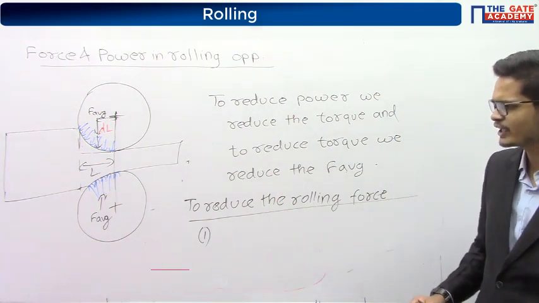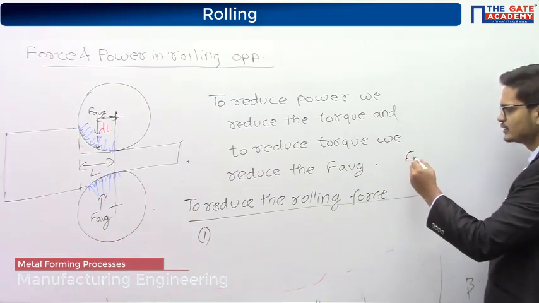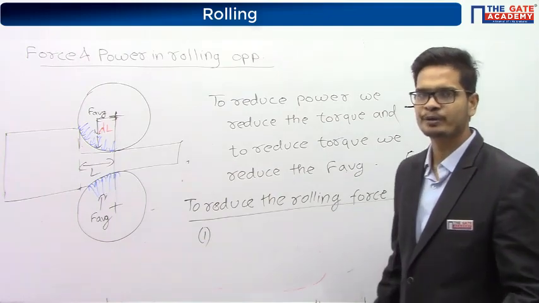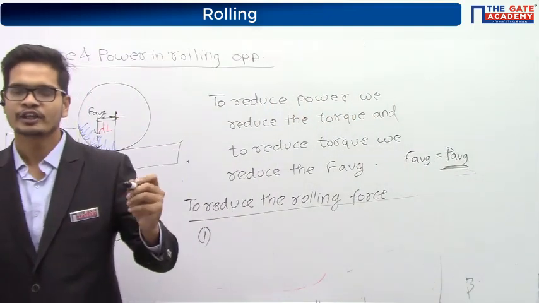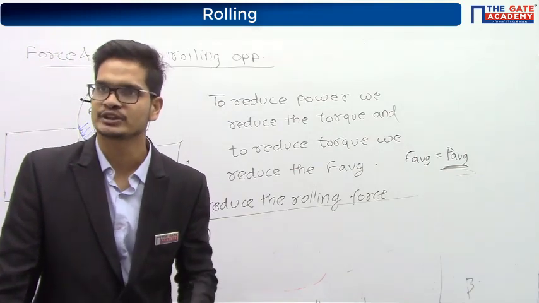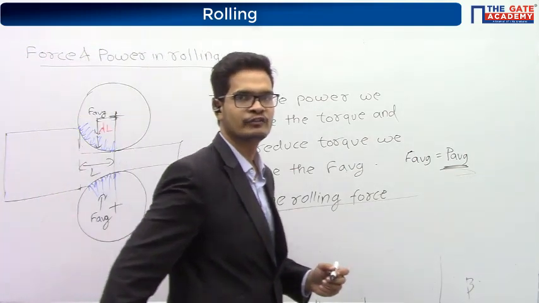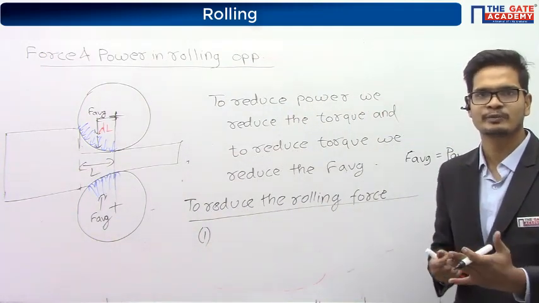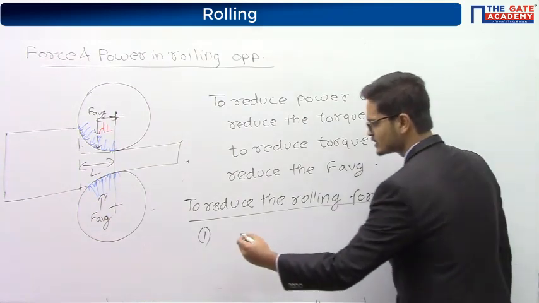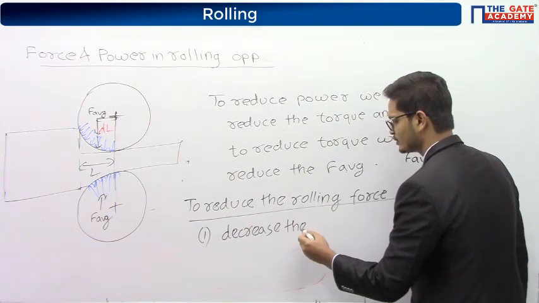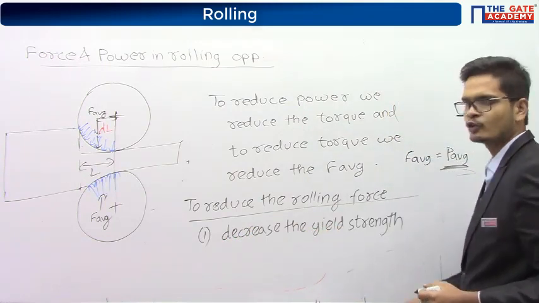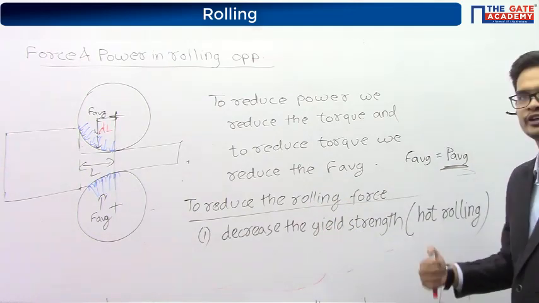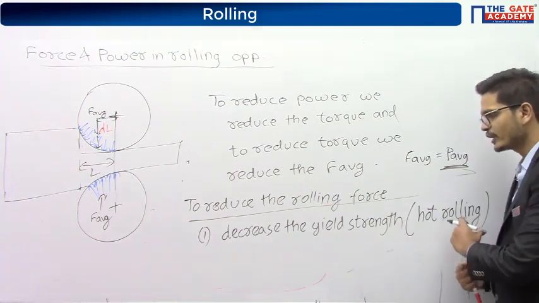One thing is, F average was calculated from P average. And in the expression of P average, you can see what comes? The average flow stress comes, right? Hence, we can decrease the average flow stress. Decreasing the average flow stress means decreasing the yield strength. So we can say decrease the yield strength. How do we decrease the yield strength? It will be achieved by hot rolling.